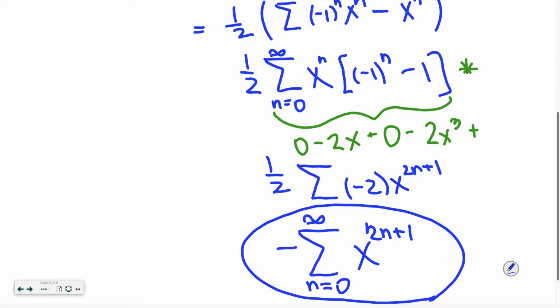Do you see how these are all the odd powers? x to the first, 0. x cubed, 0. x to the fifth. So writing an odd power, we wrote 2n plus 1. 2n describes an even number. 2n plus 1 would describe an odd number. So if we plug in 0, we get x to the 0 times 1 minus 1. We good? Okay.